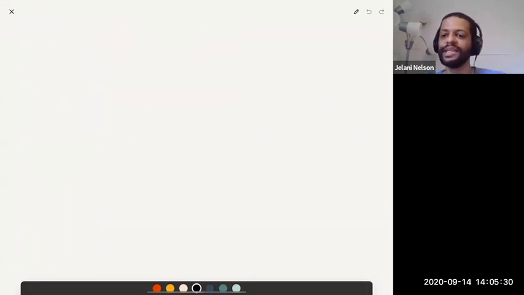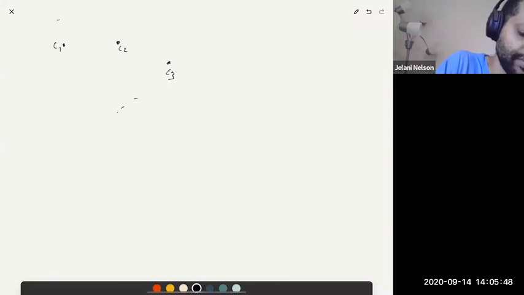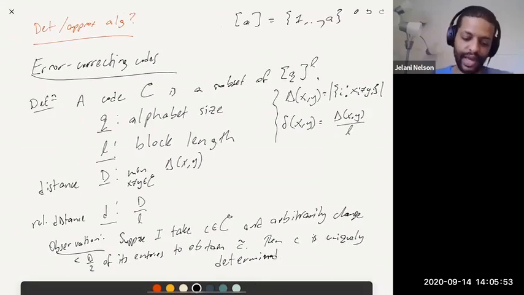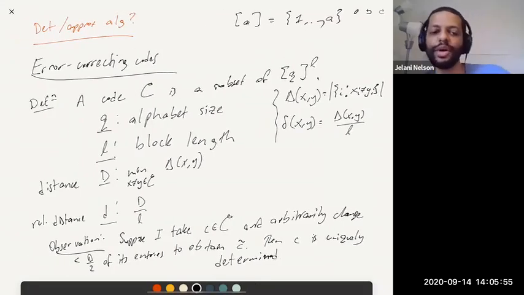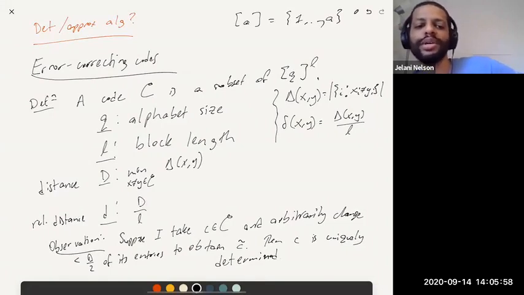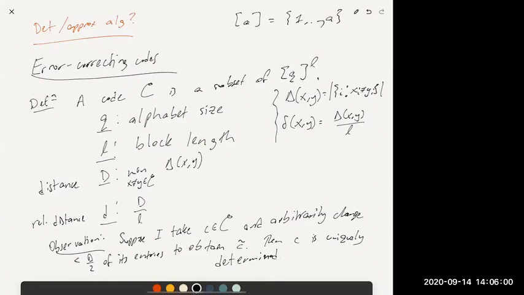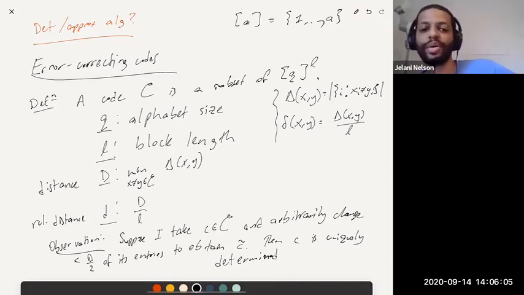Hamming distance is a metric. So if you have all these different code words, say C1, C2, and C3 in the code, draw Hamming balls of radius D over 2 about them. D was the minimum distance of the code, so there are no two code words that are less than D apart. Every pair of code words is at least D apart in Hamming distance.